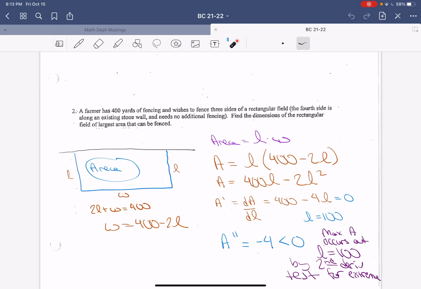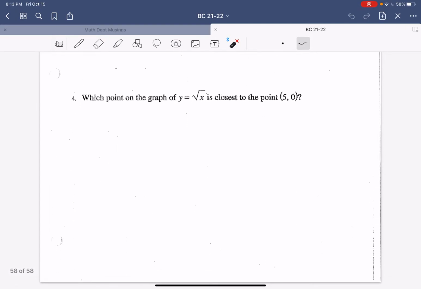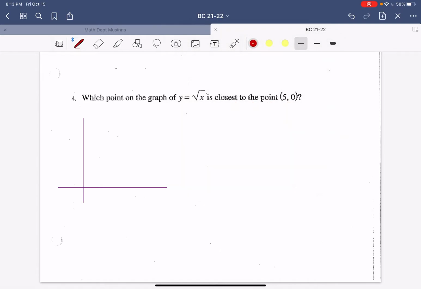So now we're going to do a different kind of optimization question. What I want to do is look at question number 4. Which point on the graph of y equals root x is closest to the point (5, 0)? And like I said, with many of these optimization questions, the minute you take 30 seconds just to draw a diagram, it inevitably will save you a whole lot of heartache moving forward. And y equals root x is a nice review of some basic functions. It looks like this, right?